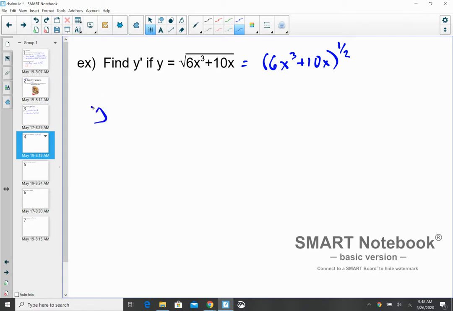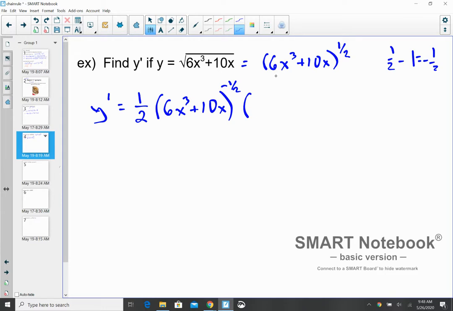All right, so let's go for it. The derivative of the outside, so that makes the 1/2 go here. Keep the inside the same. And now when I subtract 1 from a half, I get negative 1/2, because 1/2 minus 1 is negative 1/2. Now we need to take the derivative of the inside. Now you see that negative exponent? Oh boy. Negative exponent means he moves to the bottom.